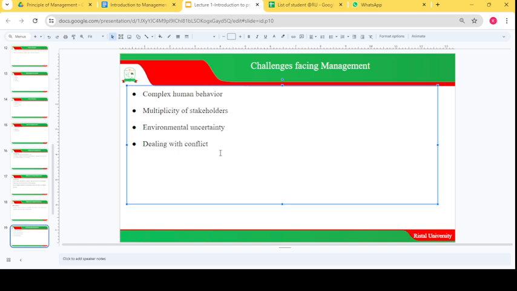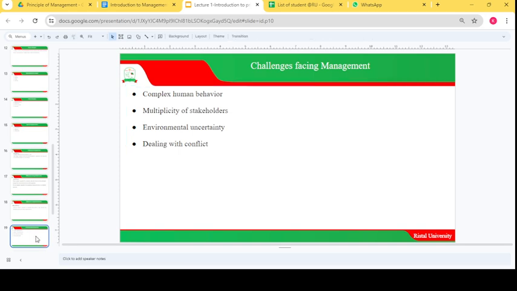And then we have dealing with conflicts. So conflicts are inevitable in any organization. You cannot avoid conflicts in every organization, arising from differences in opinion, interest, and value among the employees, team, and departments. So those are some of the challenges.